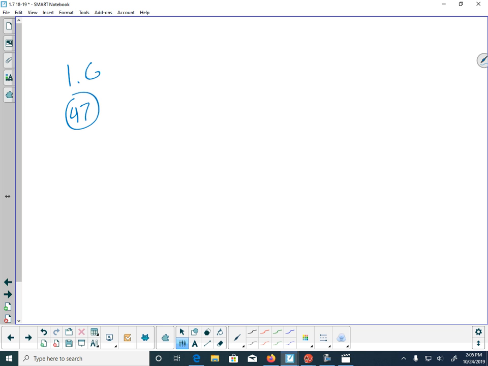This is section 1.6, number 47. It says during a 9-hour snowstorm, it snows at a rate of 1 inch per hour for the first 2 hours, at a rate of 2 inches per hour for the next 6 hours, and at a rate of 0.5 inches per hour for the final hour. Write and graph a piecewise defined function that gives the depth of the snow during the snowstorm, and how many inches of snow accumulated from the storm.